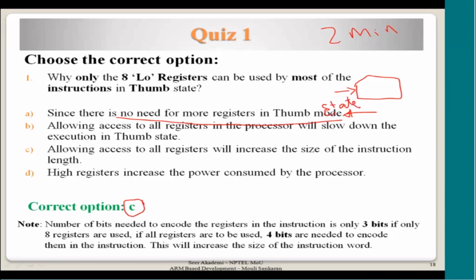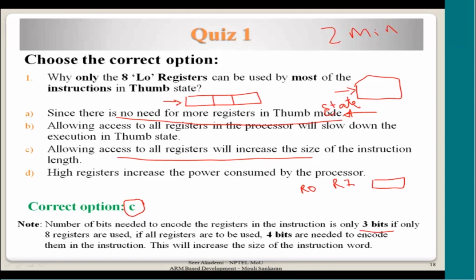So in thumb state, we want all the registers, but the problem is that with only 16-bit encoding possible, we cannot have all the registers encoded. Why? Because if you allow more registers to be encoded, the number of bits required to encode them will also increase. When you have R0 to R7, how many bits are required to encode them? 3 bits, correct? 000 to 111.